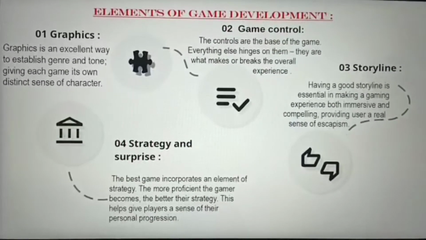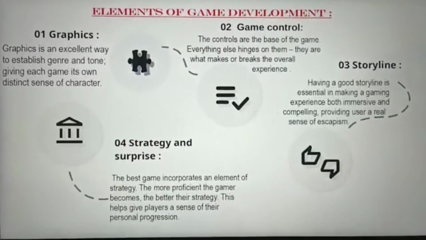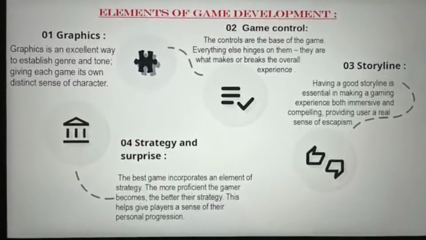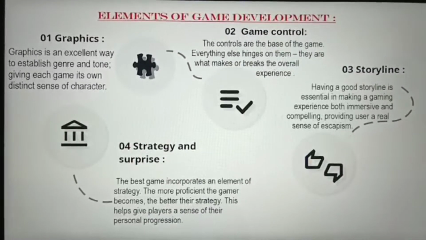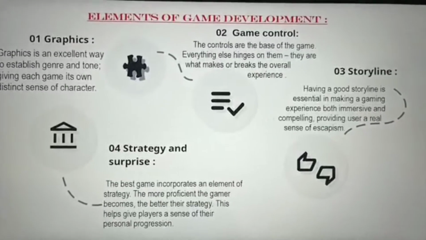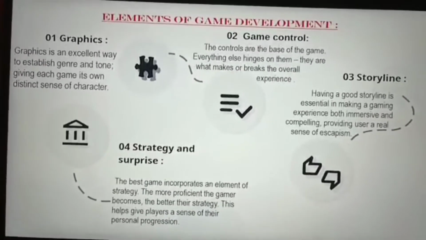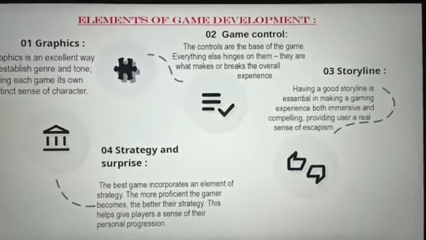And the second one is game control. The controls are the base of the game. They are what makes or breaks the overall experience. And the third one is the storyline. Having a good storyline is essential in making a gaming experience both immersive and compelling, providing the user a real sense of escapism. And the fourth one is strategy and surprise.